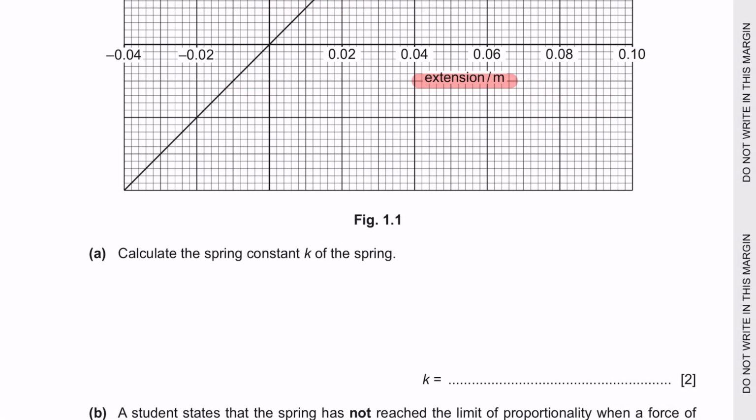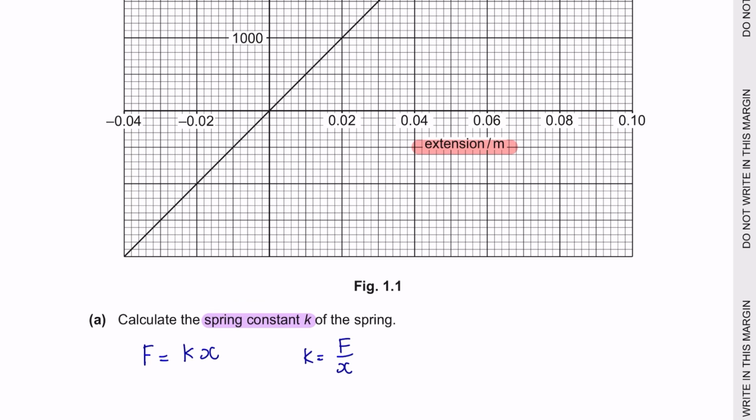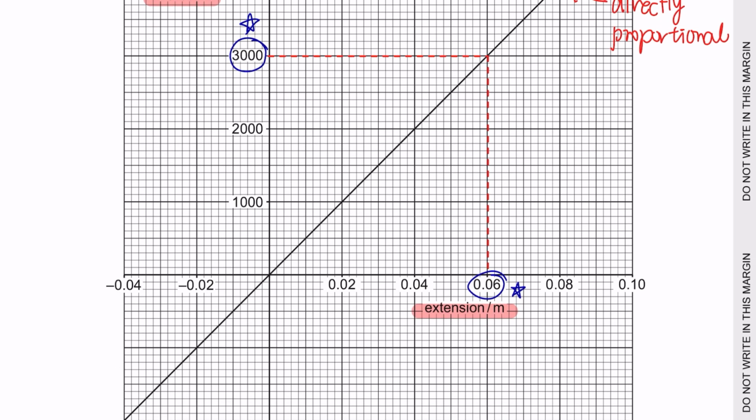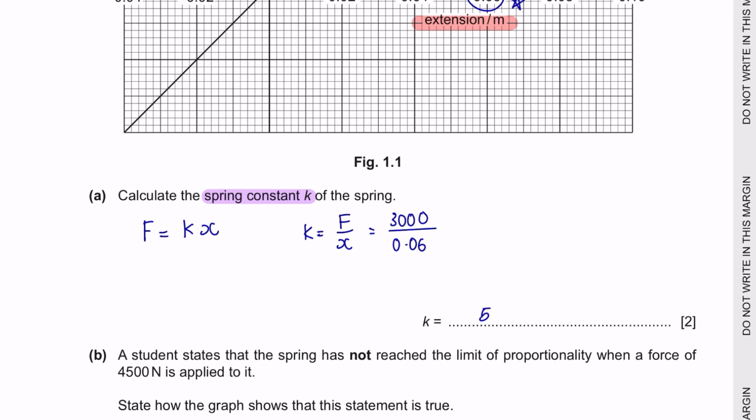Question A. Calculate the spring constant of the spring. Force equals the constant of the spring multiplied by the extension of the spring. Rearranging this formula, we get it like this. Since the gradient of this graph is constant, we can take any pair of force and extension to use in our formula, which gives you a value of 50,000, and the unit would be newtons per meter.